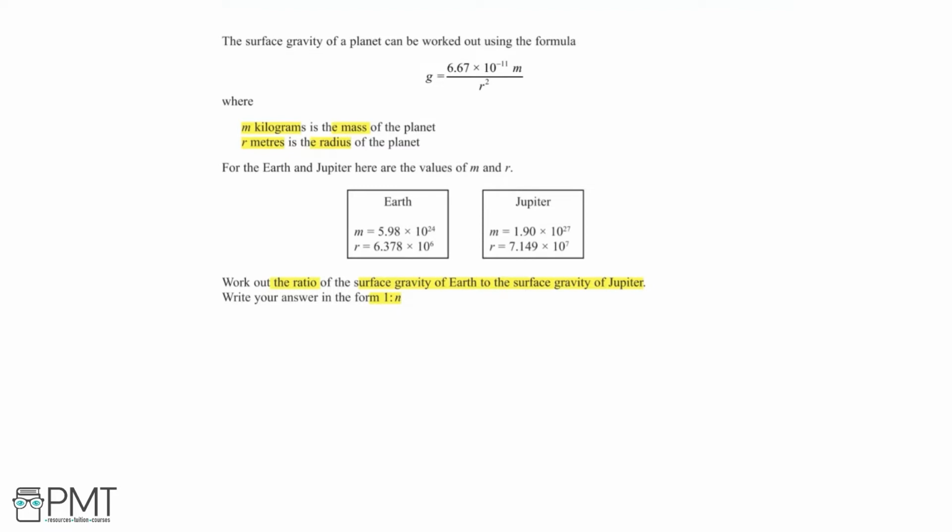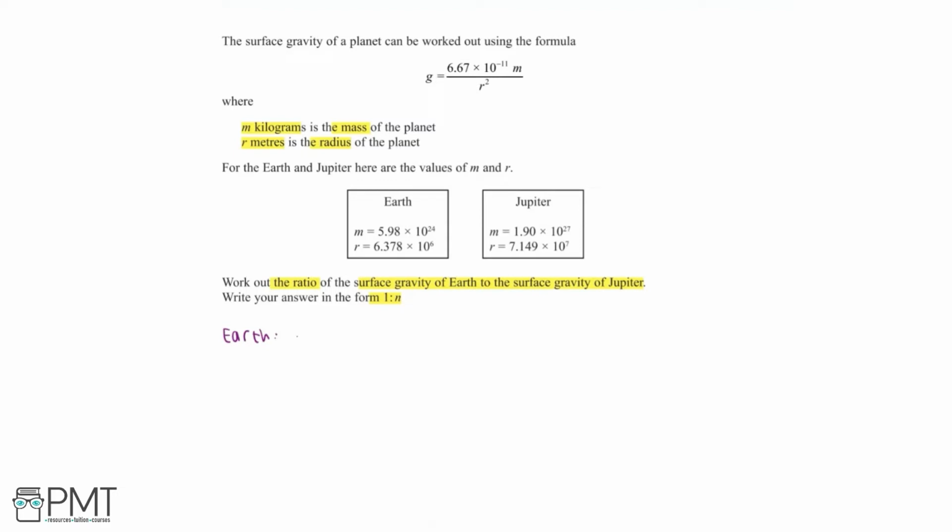And for those of you who go on to study A-level physics, you'll come across this formula again, and 6.67 times 10 to the minus 11 is actually equal to something called the gravitational constant. But coming back to this question, let's start by finding the surface gravity on Earth.